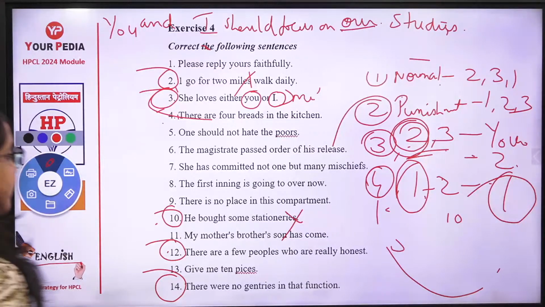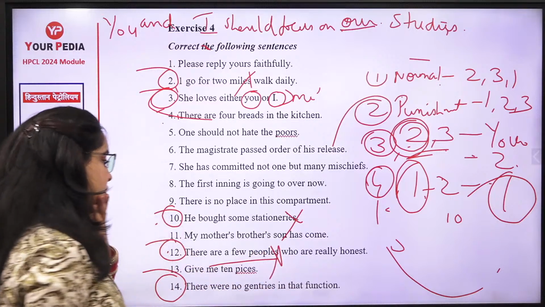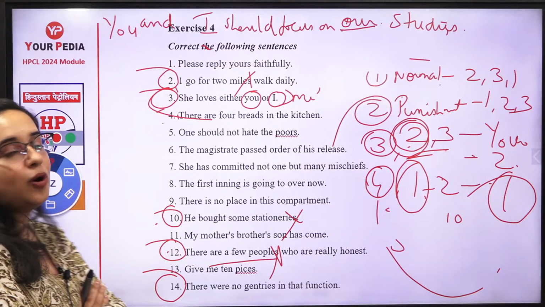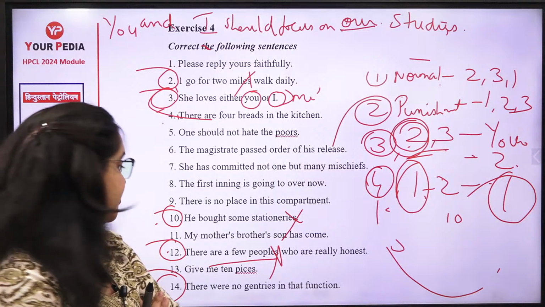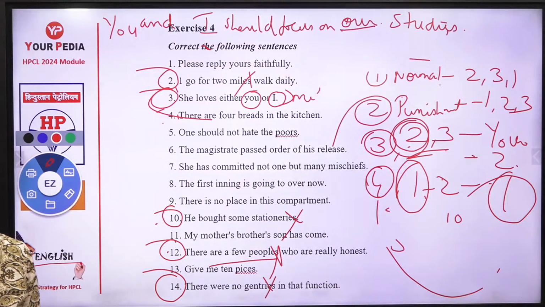Yes, people is right. "People's" will not come. Good. There are a few people who are really honest. Go for the 14th one, the last of this exercise. There are no gentries in that function. We did cavalry, gentry earlier. Cavalry, gentry, police, poultry, all of these were done. It is gentry, not gentries. Good. Gentry होता है, gentries नहीं होता है.